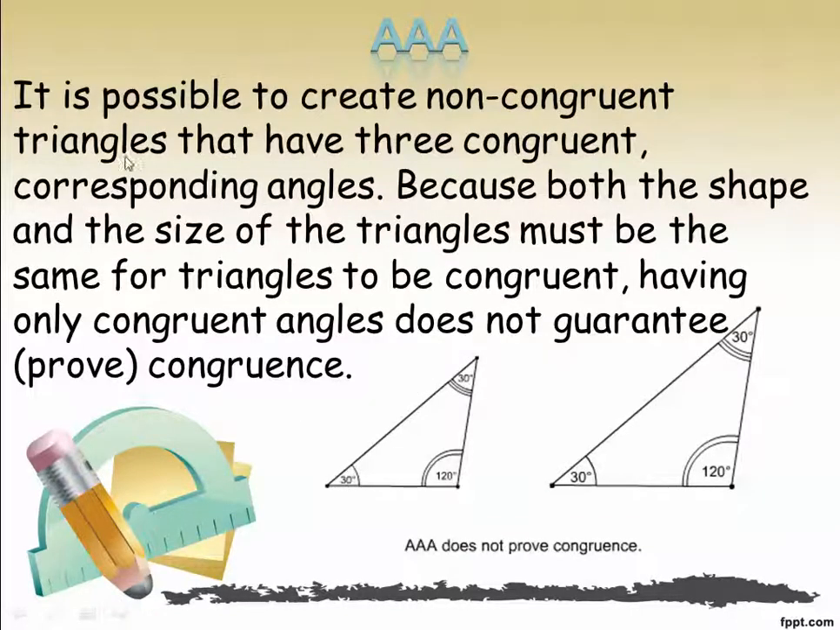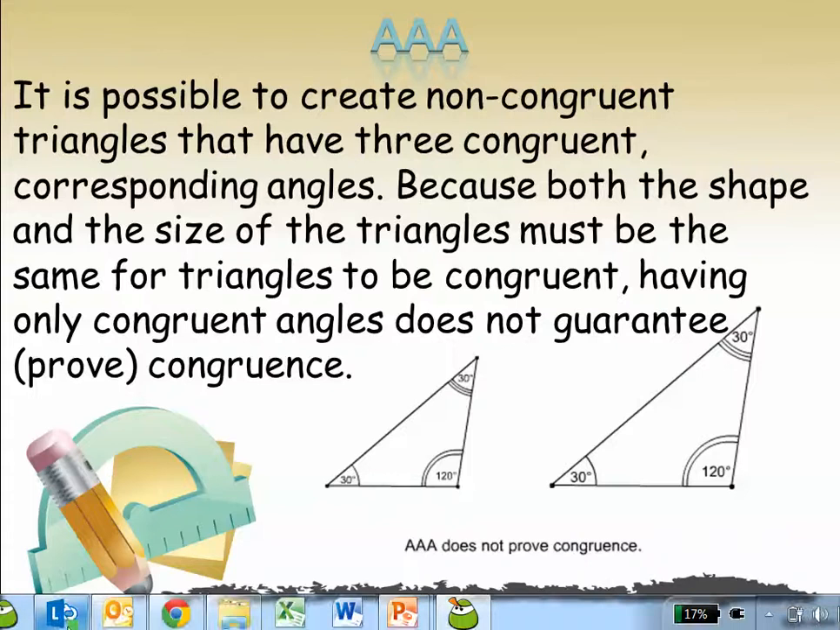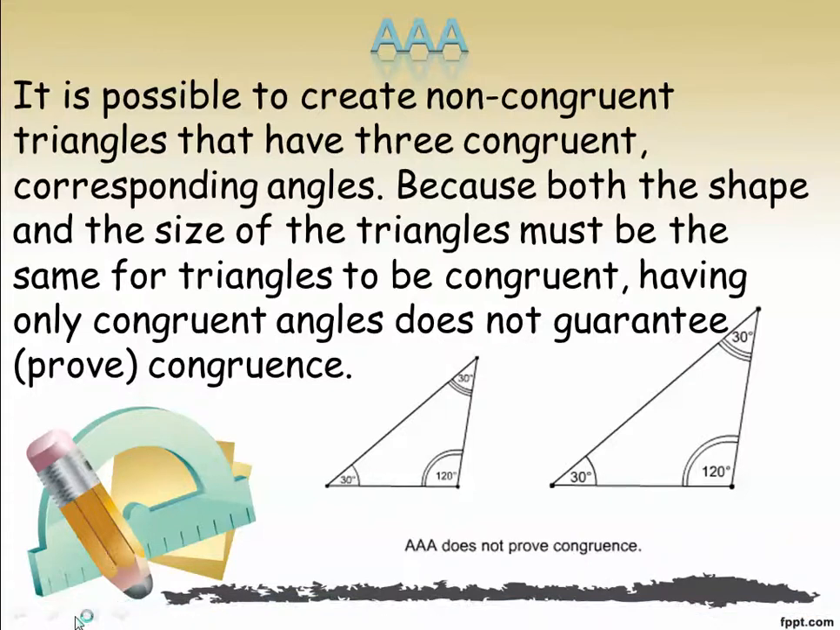Oh, there it is. It is possible to create non-congruent triangles that have 3 congruent corresponding angles because both the shape and the size of the triangles must be the same for triangles to be congruent. Having only congruent angles does not actually prove congruence. And we just showed that with the slider.